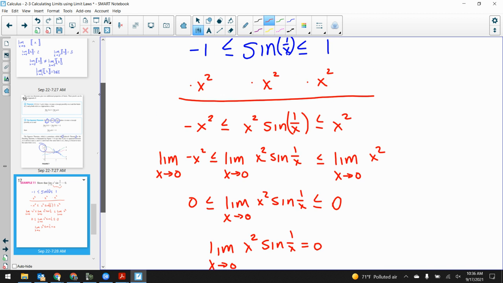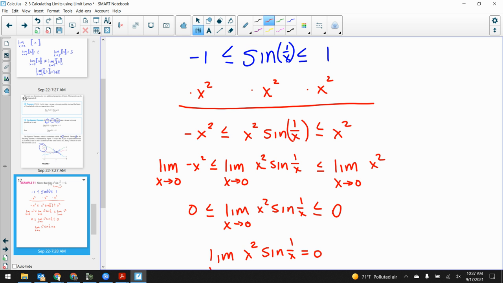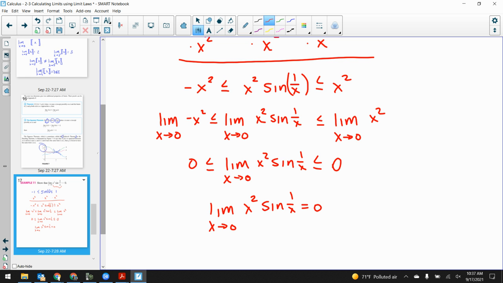And it all started with the fact that you have to know something about part of the original function. We started with the fact that sine of 1 over x had to range between negative 1 and positive 1. So you can start there and then build off of that to make two things on either side to get yourself an inequality.